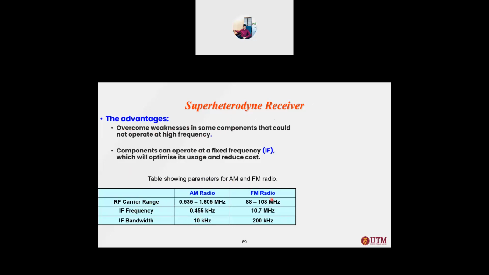For FM radio, the RF is 88 until 108 megahertz. This one is megahertz, so you can see how different it is; the AM is very small compared to this in terms of frequency. The IF for FM radio is 10.7 megahertz, and the bandwidth is 200 kilohertz. So that is 20 times more than here.